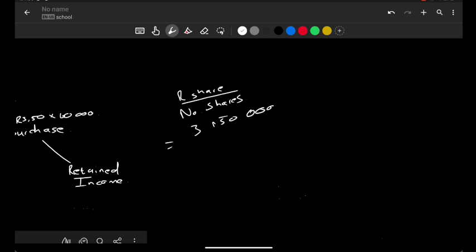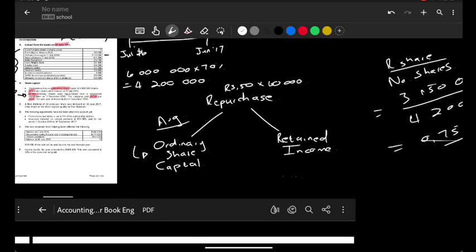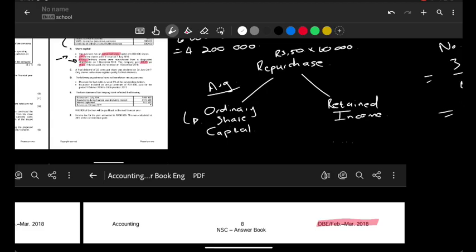Sorry, 150,000 divided by 4,200,000, and that gives us an average of 0.75. So the average share price in our portfolio cost 75 cents. Now we're not going to pay more than what the ordinary share capital average is.